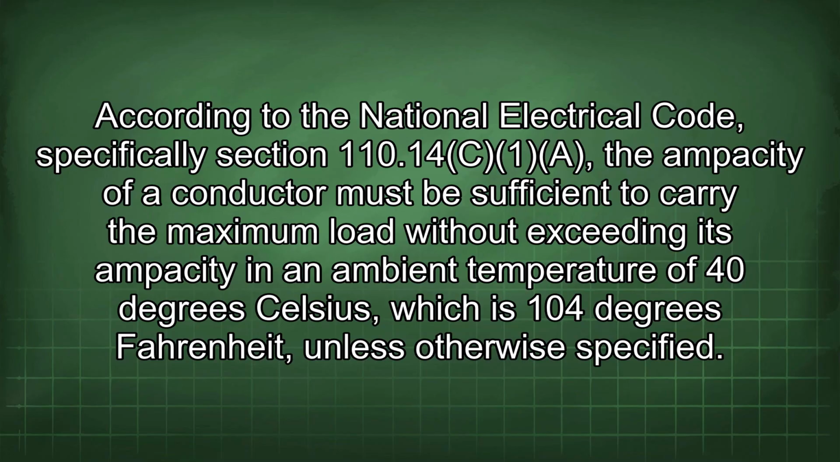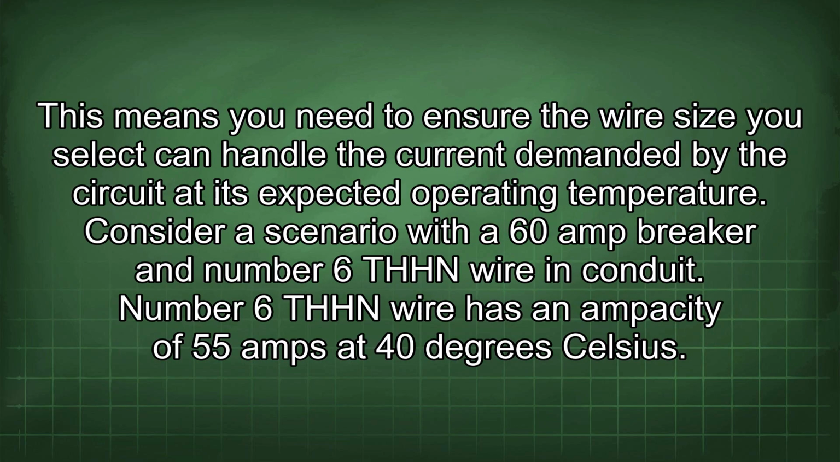According to the National Electrical Code, specifically Section 110.14(C)(1)(a), the ampacity of a conductor must be sufficient to carry the maximum load without exceeding its ampacity in an ambient temperature of 40 degrees Celsius, which is 104 degrees Fahrenheit, unless otherwise specified. This means you need to ensure the wire size you select can handle the current demanded by the circuit at its expected operating temperature.